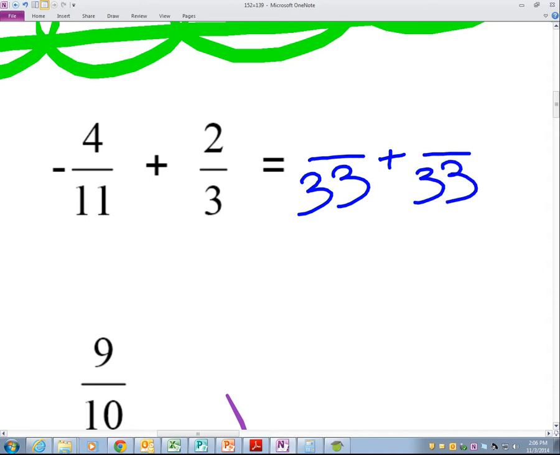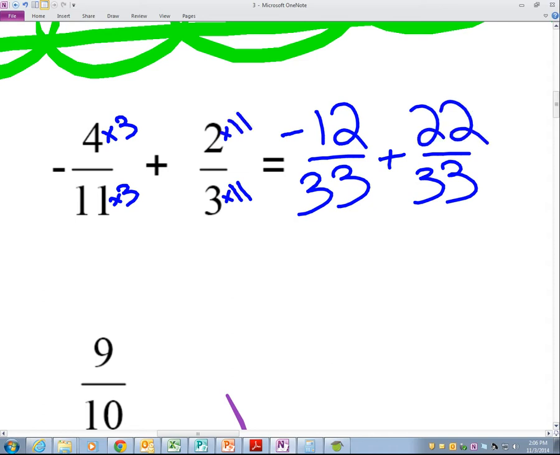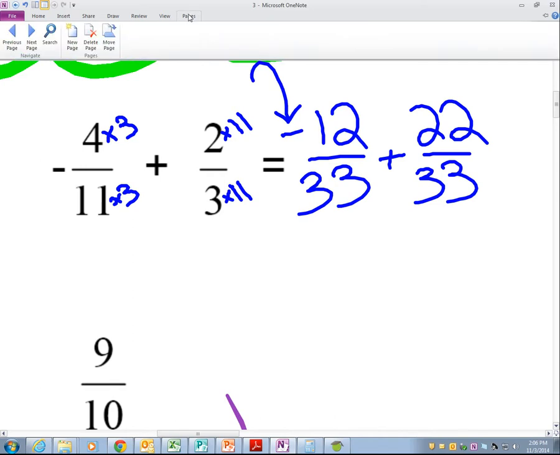And here's what happens. This 11 was multiplied by 3, so this 4 has to be multiplied by 3 to keep it equivalent fractions, which brings this negative over. We have 12. This was multiplied by 11, so this has to be multiplied by 11 as the numerator, 22. Now we have a negative. Now we have common denominators here. Common denominators, all right. But now we have a negative that we can't forget about. We have a negative that we cannot forget about.